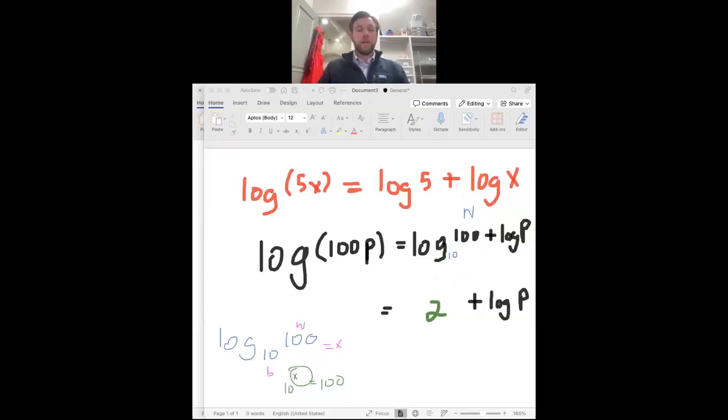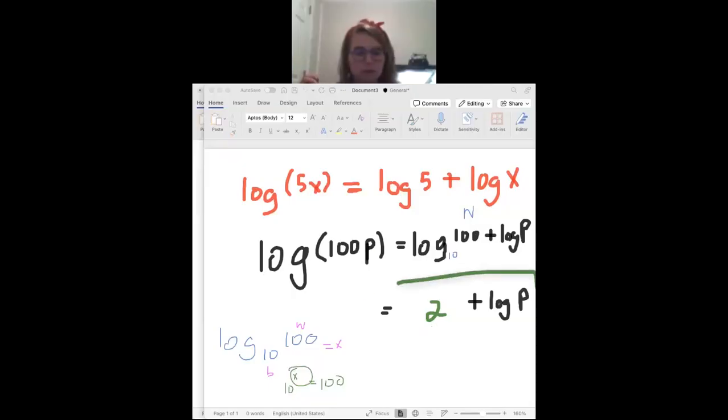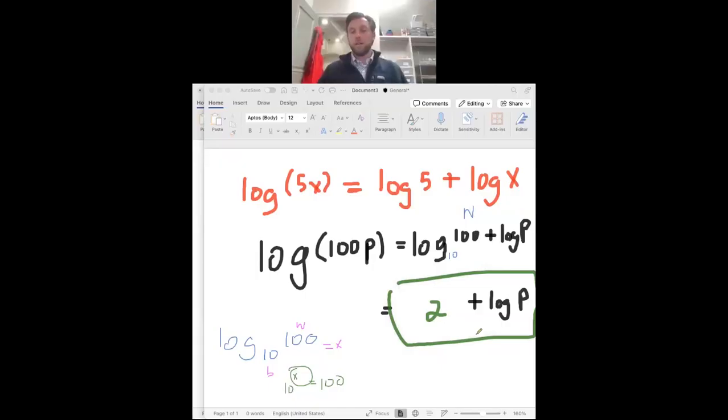So what we're doing right here is simplifying. And the answer is 2 plus the log of p. What we did is we broke this one up using the product rule and gave them each their own log expression. Then we asked ourselves, hey, this one can simplify. So let's simplify it, and it simplified down to 2.